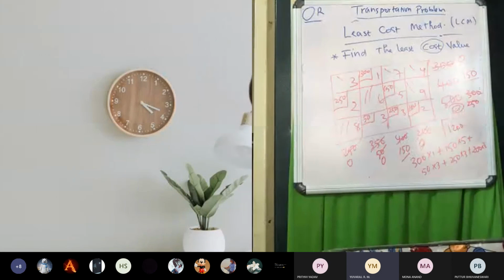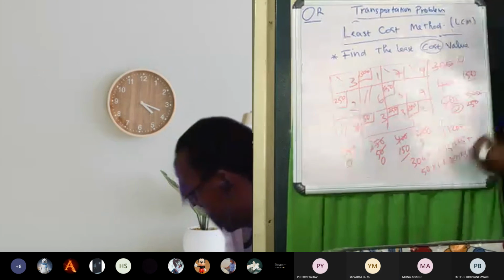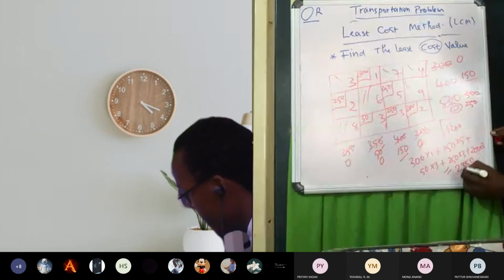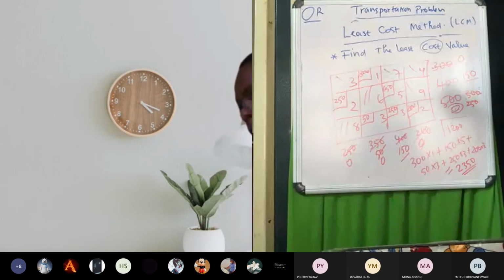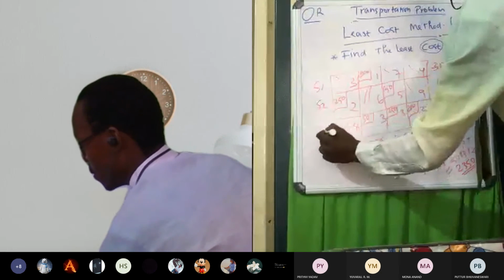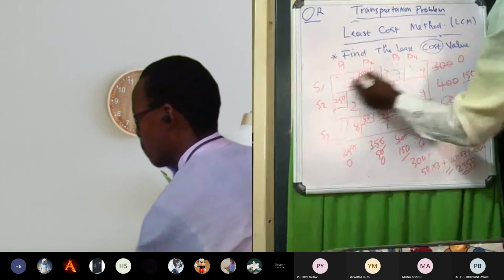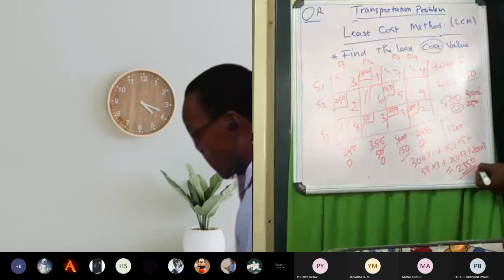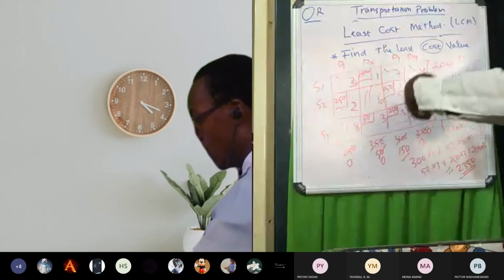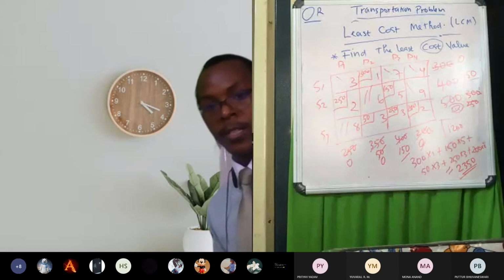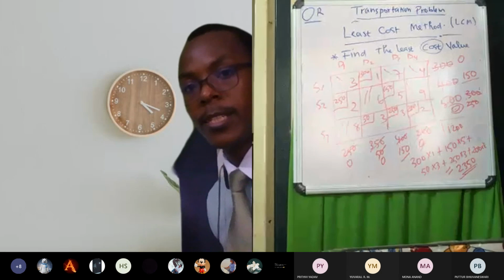2,350, sir. Okay, good. So 2,350 is the minimum cost of this transportation problem from different sources to destinations. These are source 1, source 2, source 3, and these are destination 1, destination 2, destination 3, destination 4. So from all of this, the minimum cost for transporting your goods or items is 2,350. Okay, so this is it.